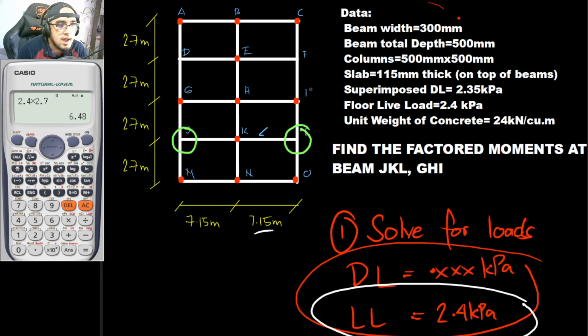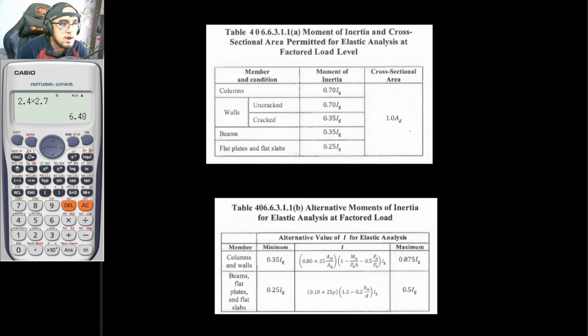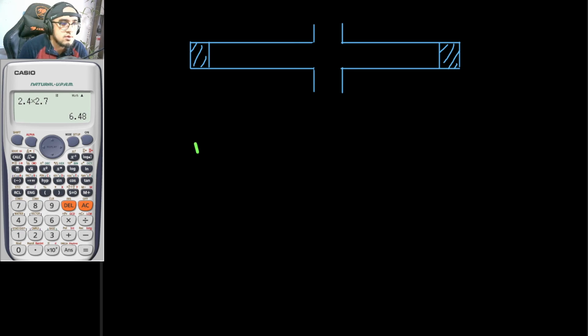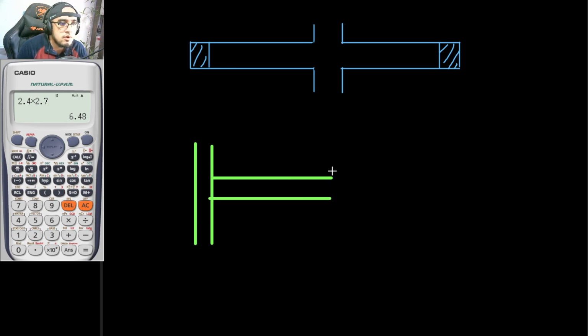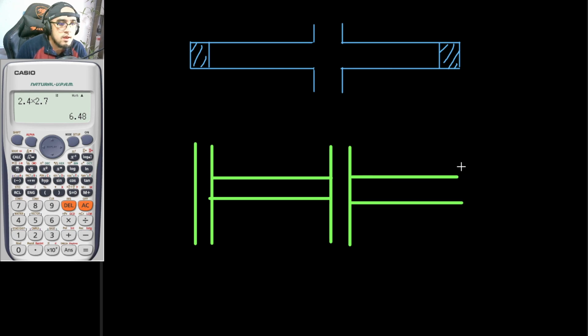Pero for example, ang ina-analyze nyo is GHI. So it would be looking like this. So meron tayong column, meron tayong beam, then we also have our column, our beam again, and our column. And if you already have this, gamitin nyo na ulit yung simplified method, then you already know the required strength of your members, which are to be yung MU doon sa ating analysis proper itself.